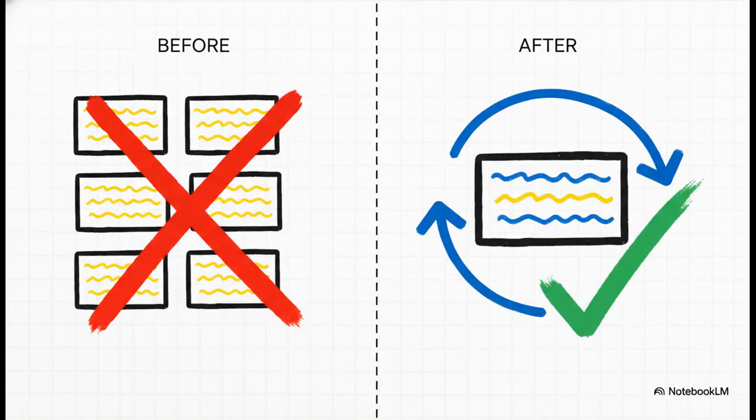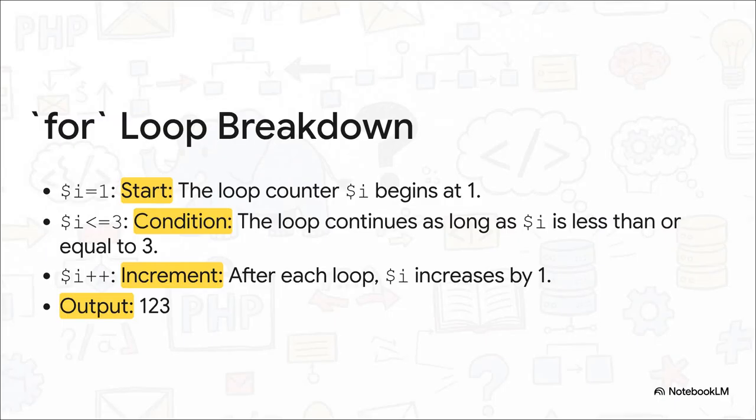Okay, so if statements are for doing something once if a condition is met. But what if you need to do something over and over again? You don't want to copy and paste the same code 100 times. That's what loops are for. A loop is just a way to tell PHP, hey, run this block of code repeatedly until I tell you to stop. Now, this for loop looks a little intimidating, but it's really just 3 parts inside the parentheses separated by semicolons.